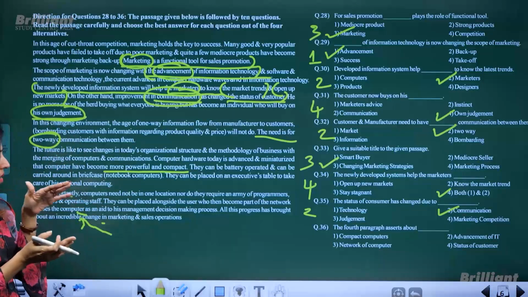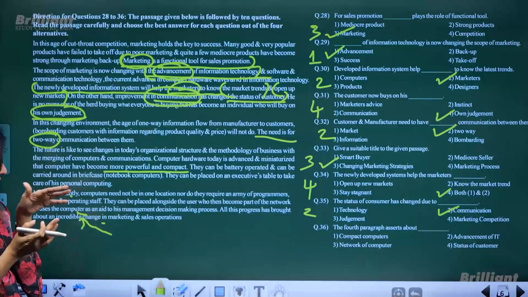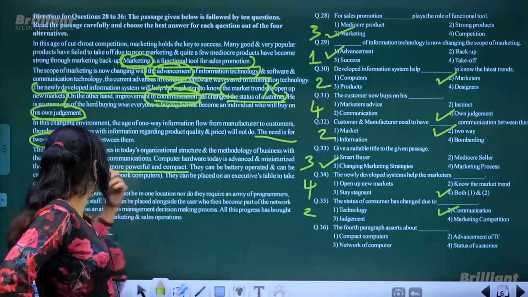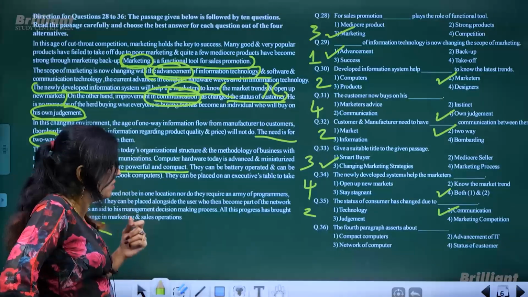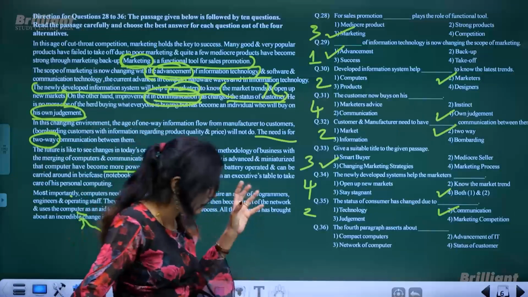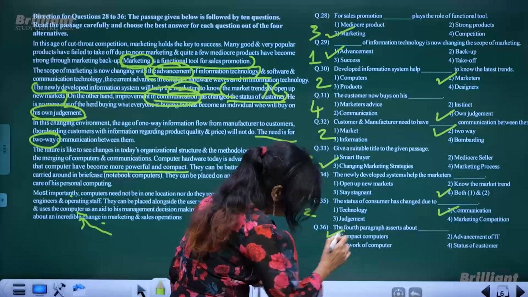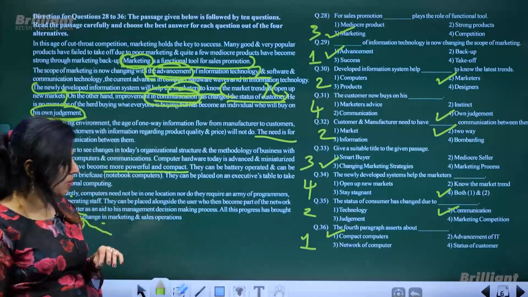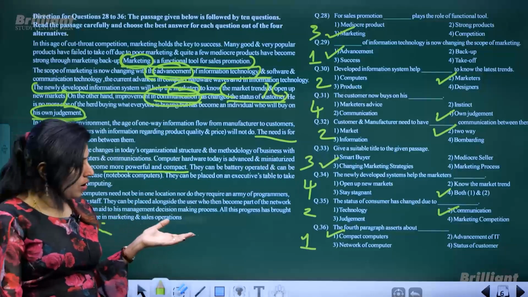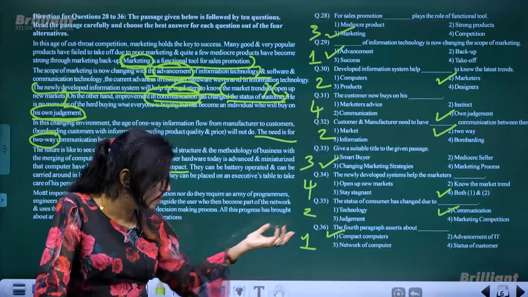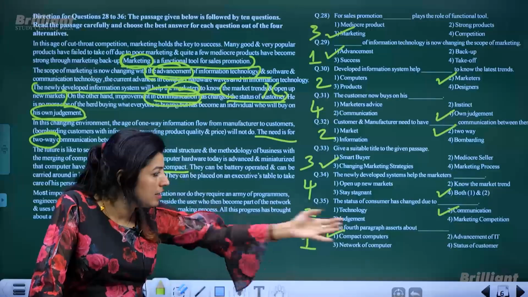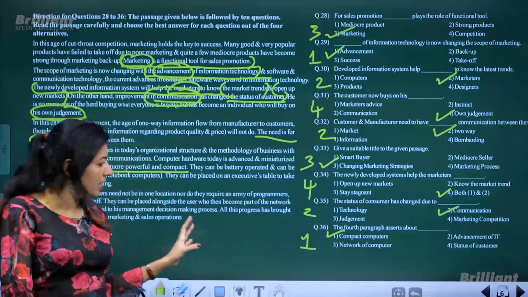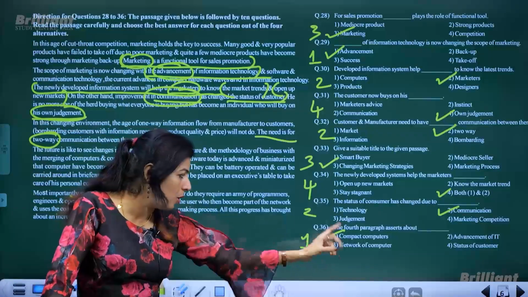Computers have become more powerful and compact. They can be battery operated and can be carried around, portable ones. Okay, that means the fourth paragraph speaks about compact computers. First, option number 1. It's not about network of computers or advancement of IT in general or about status of customer. Status of customer was in the first and second paragraphs. So the final paragraph, the fourth paragraph, speaks about compact computers.